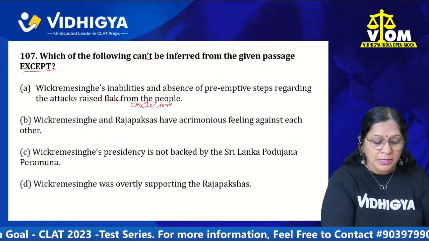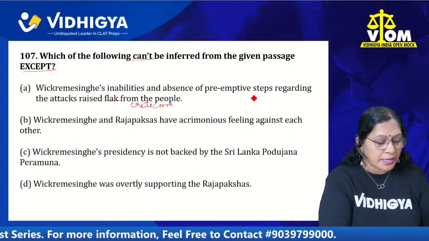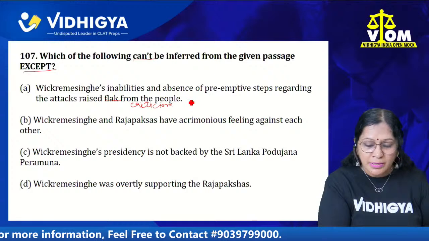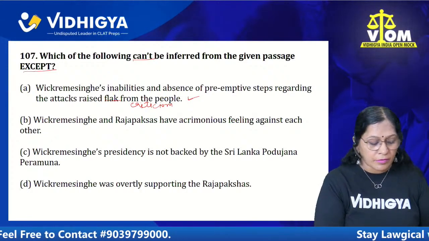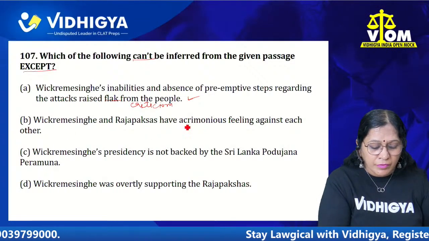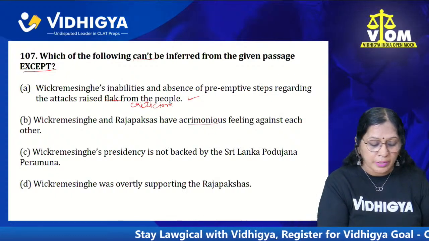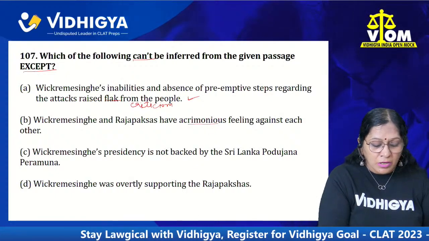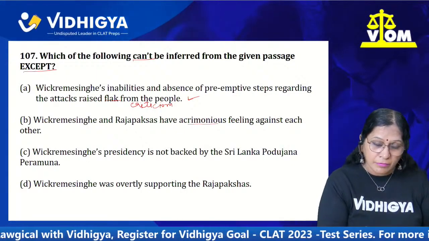So his inabilities and absence of preemptive steps. Preemptive means preventive. Regarding the attacks raised flak from the people, it is possible. I'll still keep a small tick here so that I read the rest of the options also. Vikram Singh and Rajapaksas have acrimonious feeling. No, this cannot be inferred, because they were supporting. His presidency is not backed by the Sri Lanka Podujana Peruna. It was also given in the last paragraph. You can just check it.